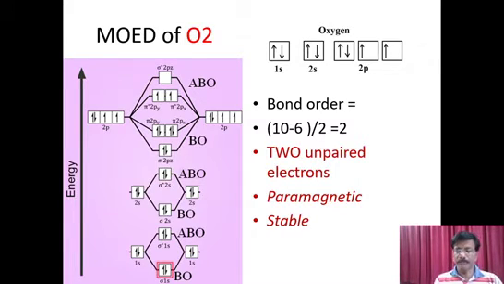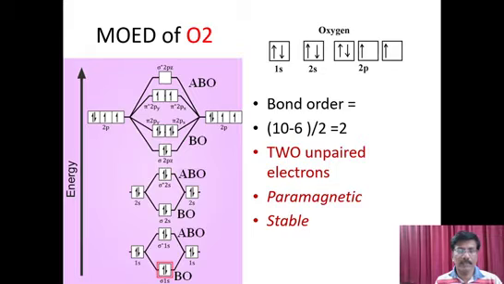Now what is bond order? Already you know that bond order is calculated based on the formula: the number of bonding electrons minus the number of antibonding electrons, divided by 2. So bonding electrons you can just calculate: 2 plus 2 plus 6, that is 10, and antibonding electrons 2 plus 2 plus 2, that is 6. So altogether 10 bonding electrons, 6 antibonding electrons. So the difference is 4. 4 by 2 is nothing but 2. The bond order is 2.